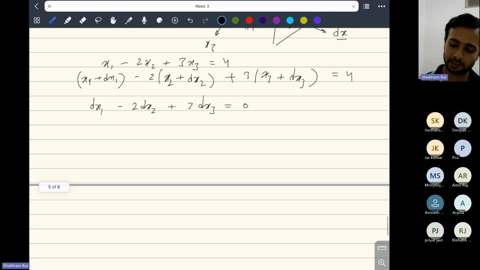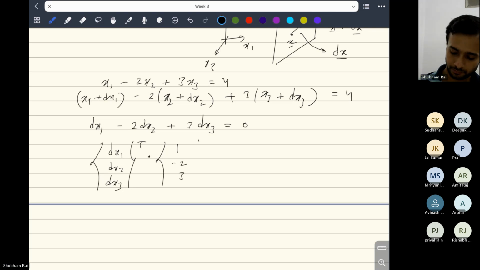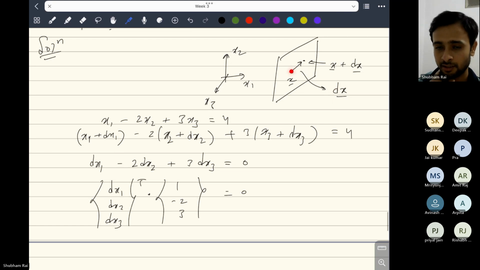And if I write this in terms of a dot product, it will be the dot product of these two vectors: dx1, dx2, dx3, let's say this is the vector, I take the transpose of this, dotted with the vector 1, minus 2, 3, right? If we do the dot product, the dot product of these two vectors is 0. Since the dot product of these two vectors is 0, they should be perpendicular to each other. This vector dx1, dx2, dx3 is nothing but this dx vector, and this dx vector is lying in this plane. So the second vector has to be perpendicular to this plane.